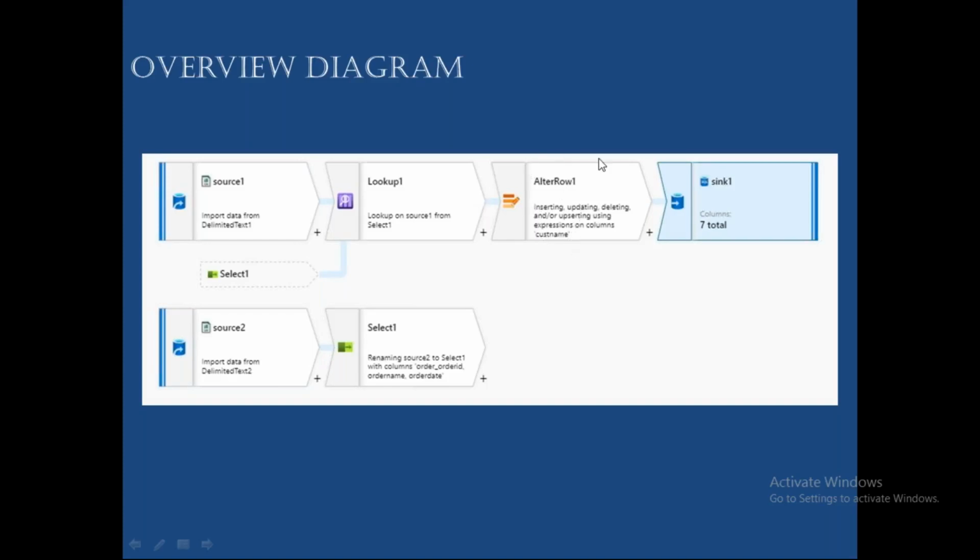On that output, I'm going to apply the alter row transformation. What will the alter row transformation do? You see, inserting, updating, deleting, and upserting using expressions on columns. Based on the columns you have given here, it may insert, update, delete, or upsert. Upserting means insert and update, both things will happen. Okay, I will explain it. Once you are done with that, finally you are loading data into a database.